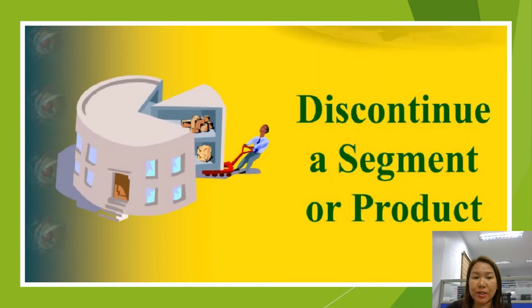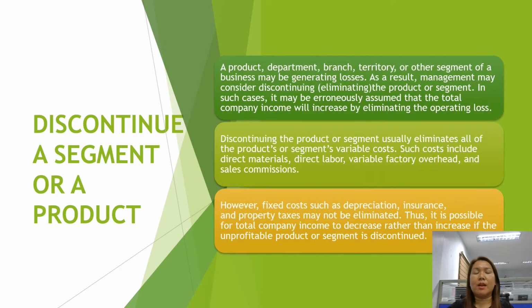Another common decision in the decision-making process is to discontinue a segment or product. A product, department, branch, territory, or other segment of a business may be generating losses. As a result, management may consider discontinuing or eliminating the product or segment. In such cases, it may be erroneously assumed that the total company income will increase by eliminating the operating loss.